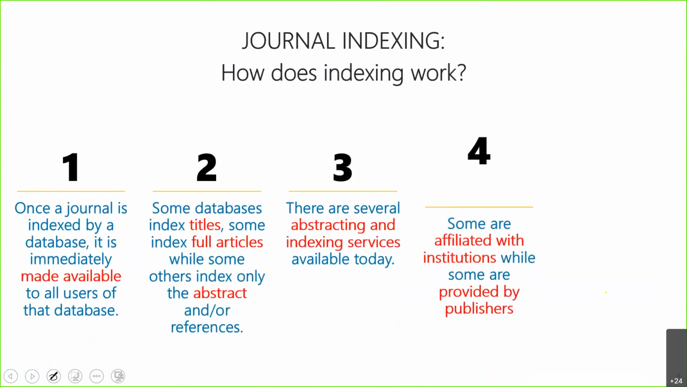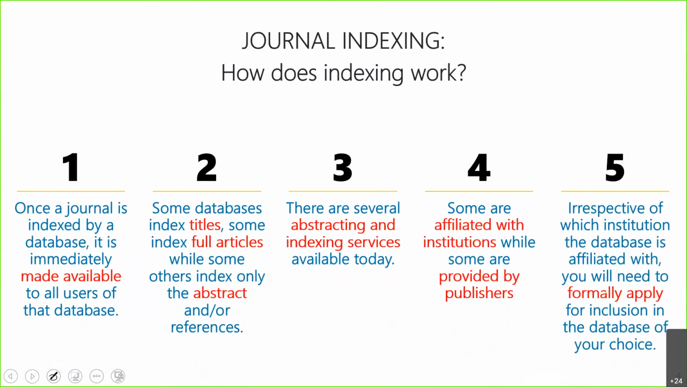So how does indexing work? Let's say you have a journal and you want this journal to be indexed. Basically, you just need to apply. Let's say you want to be indexed in Scopus, so you just apply, and then Scopus will assess the performance of your journal. They want to see how frequent your publication is in a year. If you only publish like 2 issues per year, then you will have a slim chance.